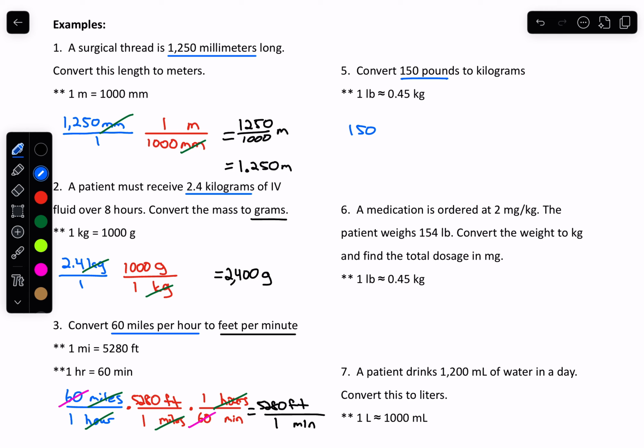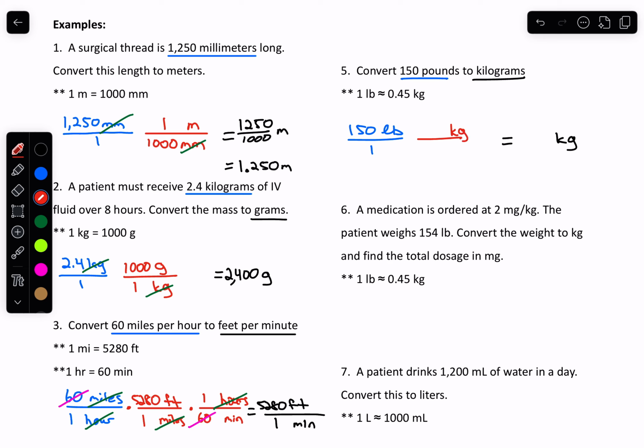So 150, and it's LB for pounds. I'll write this over 1 since it's not already a fraction. I want to end with kilograms, so I'll put equals some number of kilograms at the end. And now we just want to make sure we put a unit fraction in the middle that cancels out pounds and leaves us with kilograms.